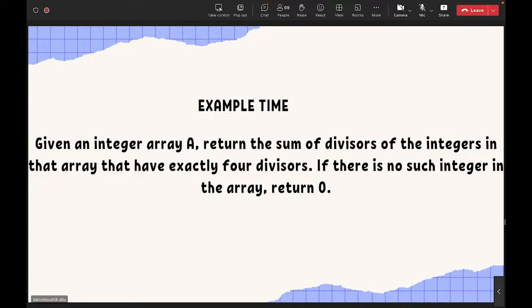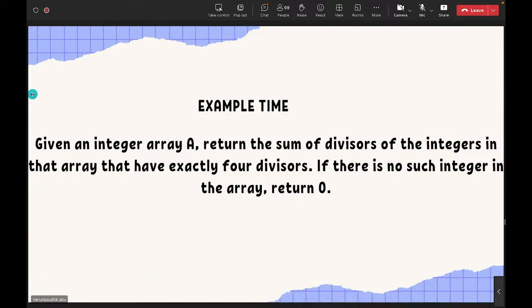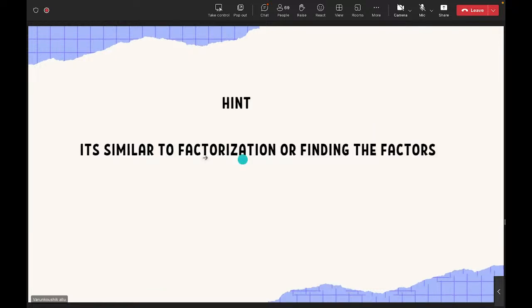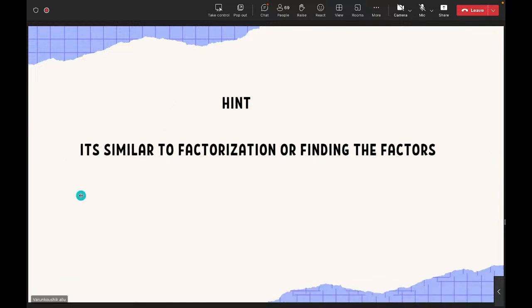So, how will you tackle this question? Anyone? It will be an idea of factorization, which I will talk you through. Anyone? Keep it in chat. Okay, let's go to the hint. It's similar to factorization or finding the factors. This is the key thing which I have discussed here: the factorization thing, n % i equal to 0, it will be similar to that.